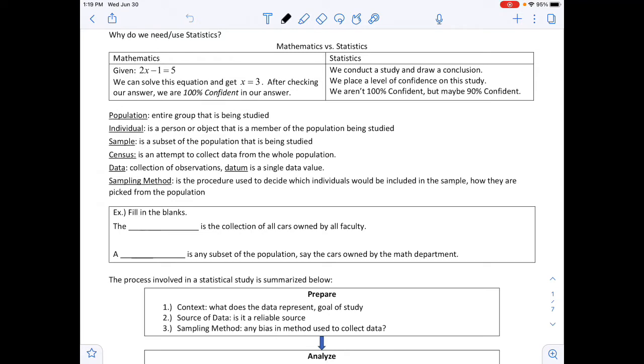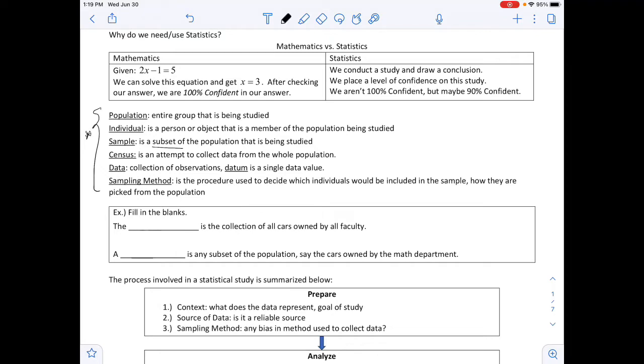Next, we have a bunch of definitions here that are all ones that we should have memorized for our Unit 1 exam. So the first definition is population, which is an entire group that's being studied. Individual is a person or object that is a member of the population being studied. We have a sample, which is a subset of the population that is being studied. Census is an attempt to collect data from the whole population, and we try to do that every 10 years in the United States. And then data is the collection of observations.